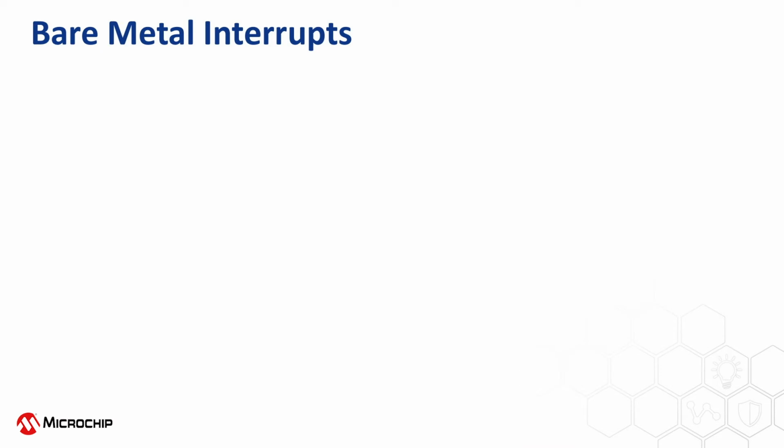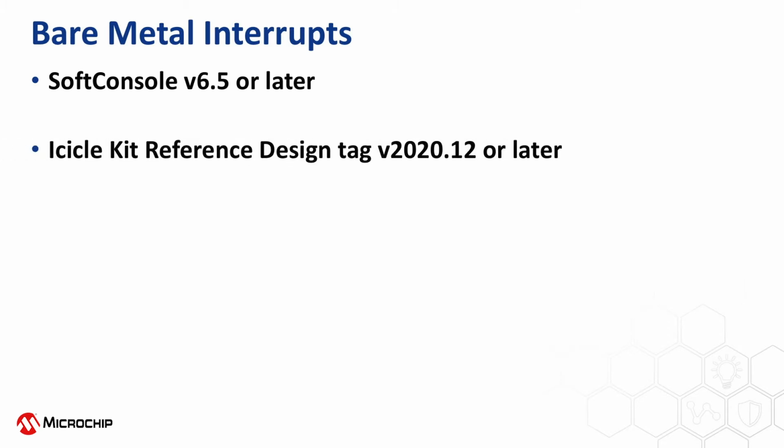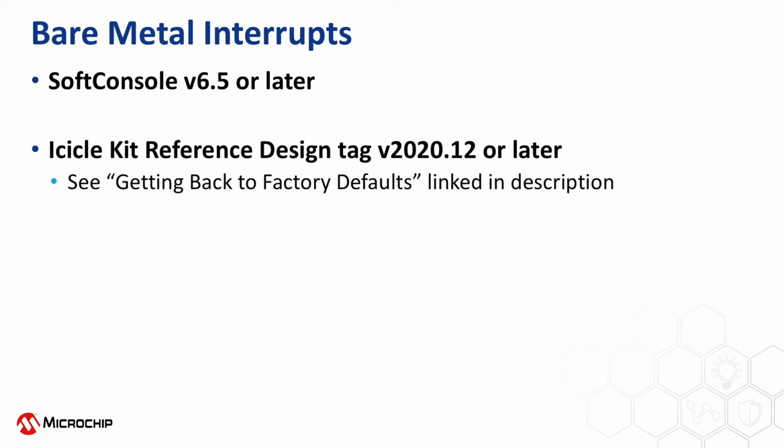To follow the steps shown in this playlist, you'll need SoftConsole version 6.5 or greater. You'll also need the Icicle Kit reference design tag version 2020.12 or later. If you're not sure how to update to the latest version, watch our video called Getting Back to Factory Defaults.